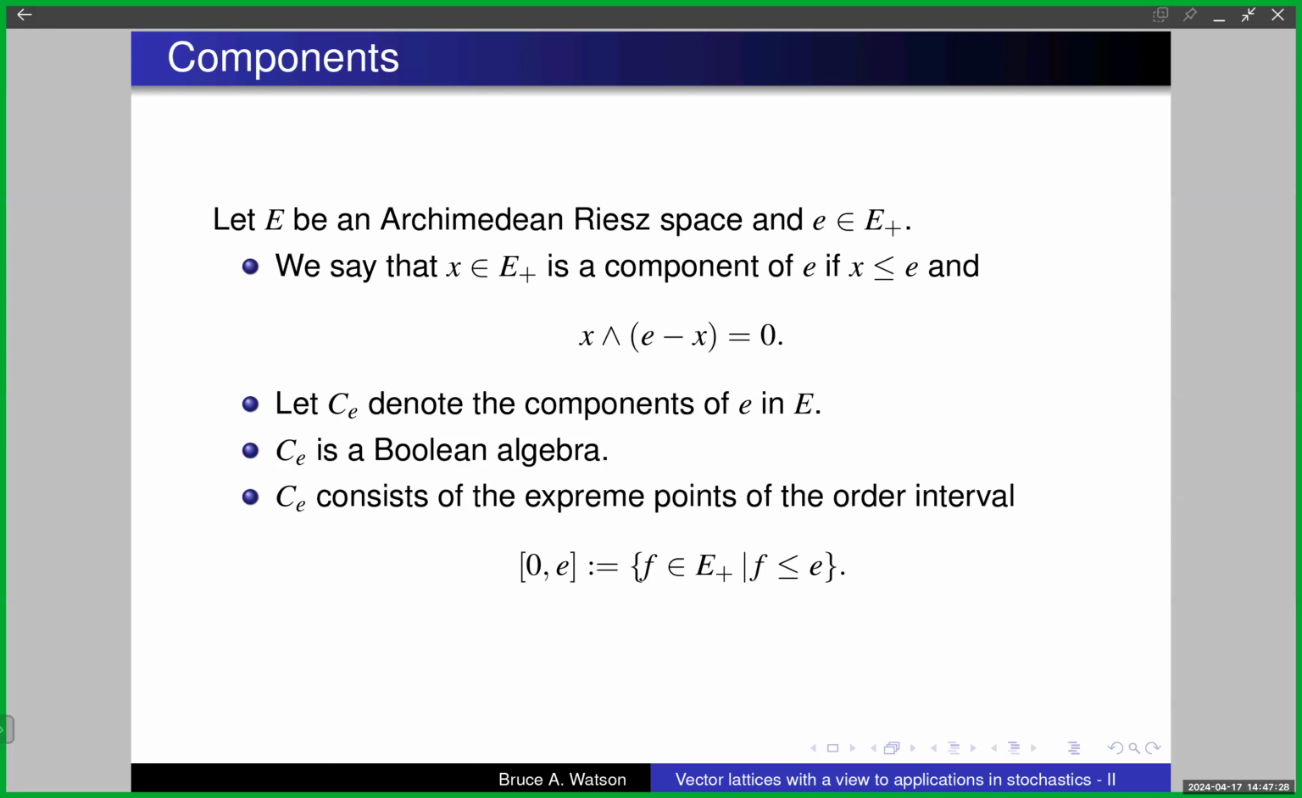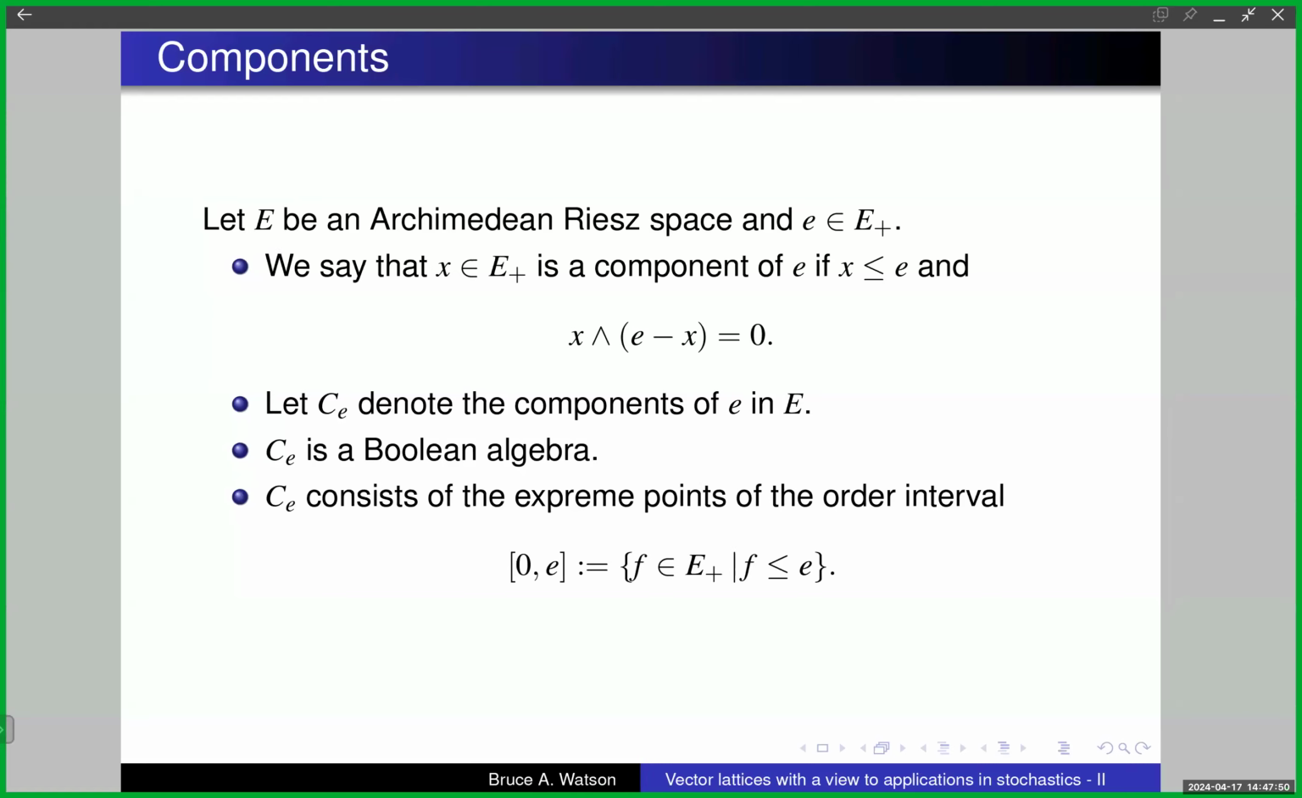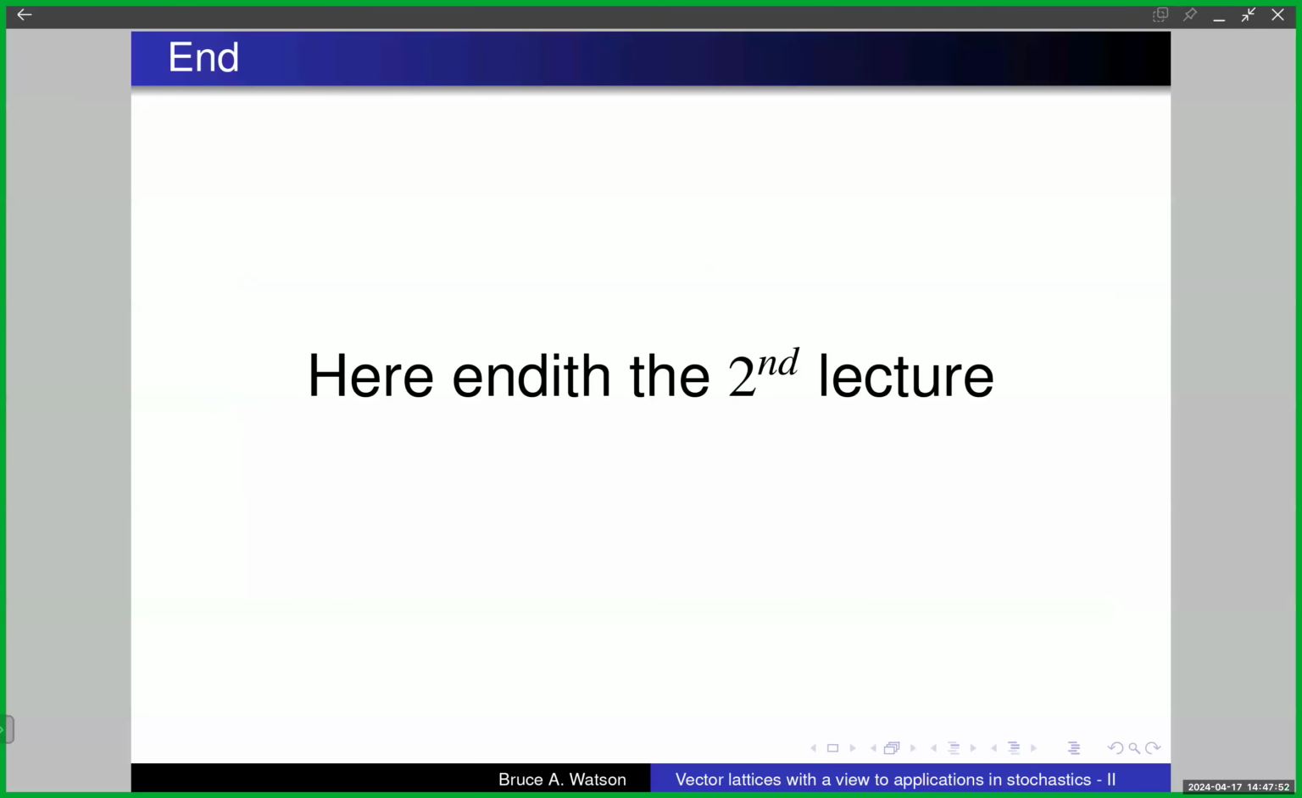If we let C(e) denote all the components of e in E, then C(e) is a Boolean algebra. And C(e) consists exactly of the extreme points of the order interval [0, e]. And that concludes today's lecture.